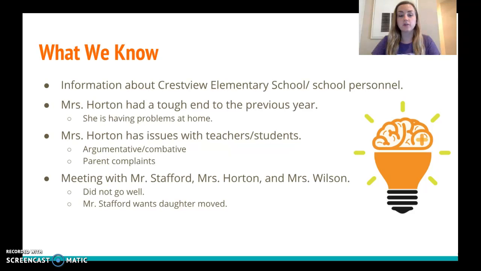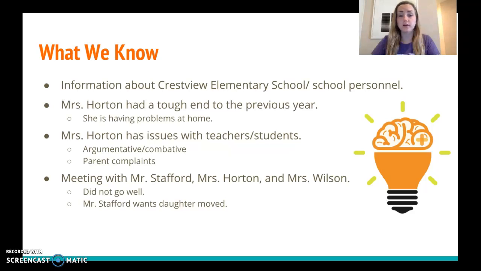And we also know that she had a tough ending to the past year. She has had a lot of personal trouble going on at home, and it's affecting her work. She's had issues with other teachers and students. She's been argumentative and combative, and now parents are complaining that she's verbally abusive to students during school.